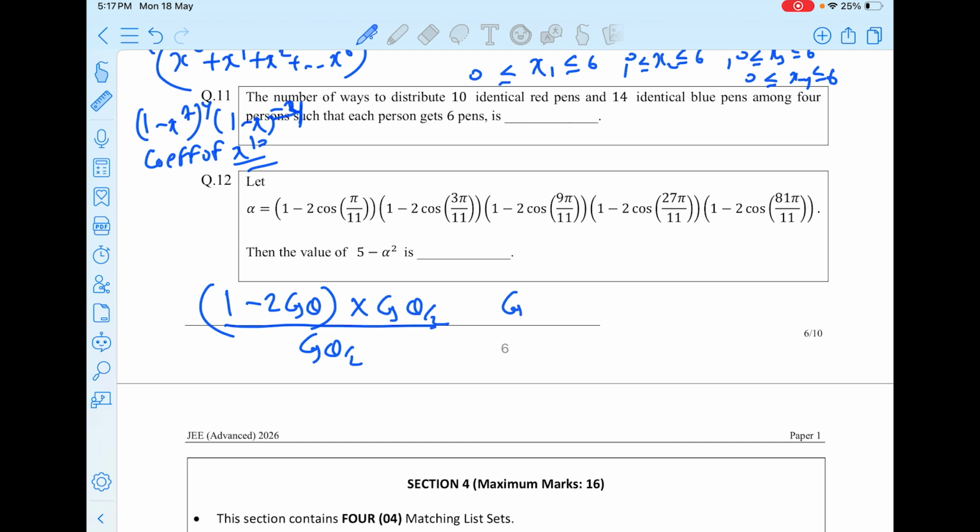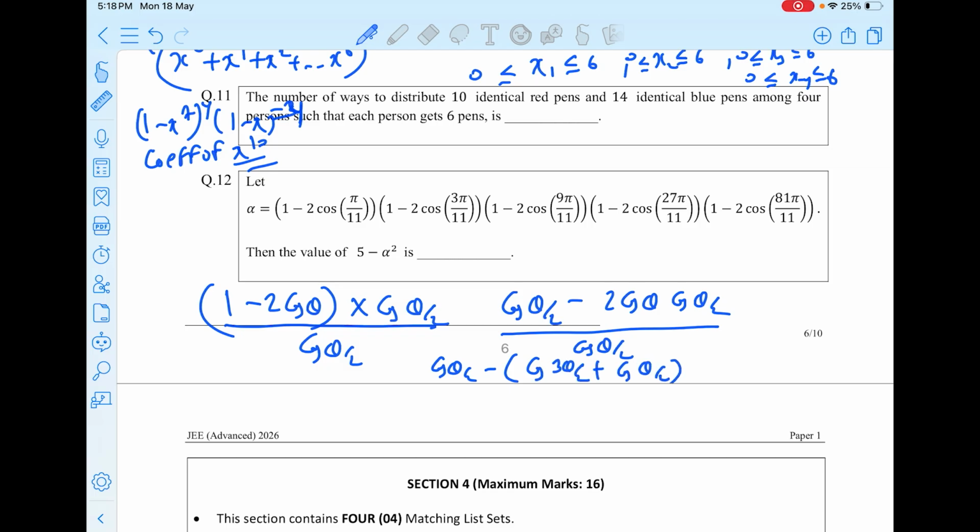So if you multiply by cos theta by 2, it is cos theta by 2 minus 2 cos theta by 2, divided by cos theta by 2. So 2 cos theta by 2 is nothing but 2 cos A cos B. So cos theta by 2 minus 2 cos A cos B is cos of A plus B plus cos of A minus B. Now you can see what happened. Here cos theta by 2 gets cancelled.